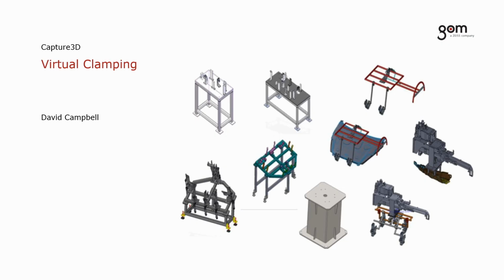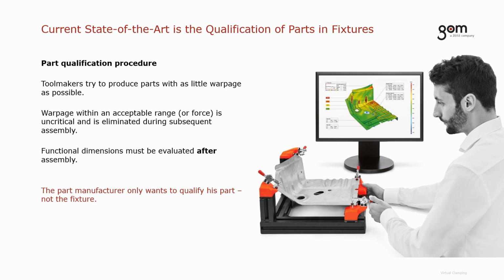So virtual clamping, the current state of the art is the qualification of the parts in fixtures. The part qualification procedure goes like this. The tool maker is trying to produce a part with as little warpage as possible, meaning just coming out of the press, the die, stamp, however you want to say it. Warpage within an acceptable range or force, meaning like Newton clamping force, is uncritical and is eliminated during subsequent assemblies like welding, brazing. It's pulled into position.